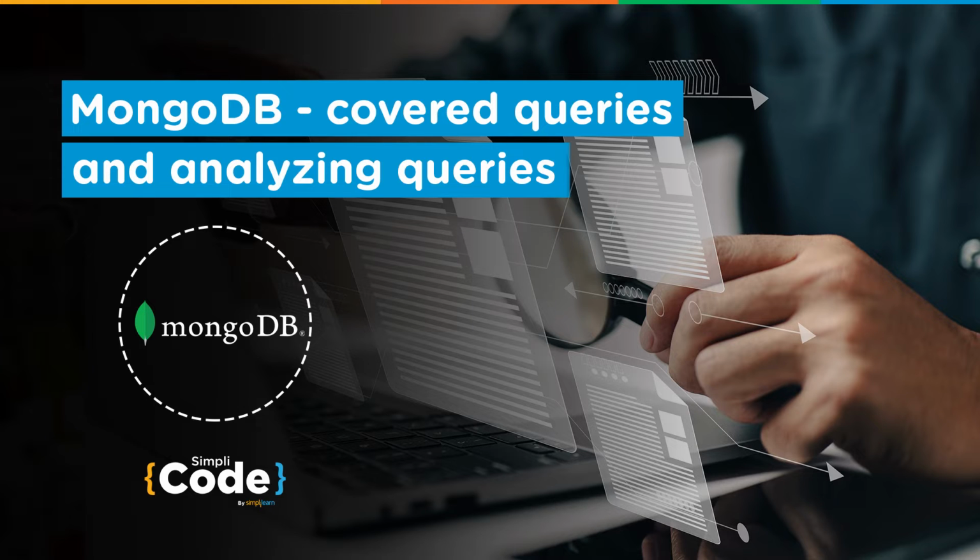Indexes are the root to high performance in MongoDB, and you can even make them faster by querying those fields that are already indexed. That's where we use covered queries.